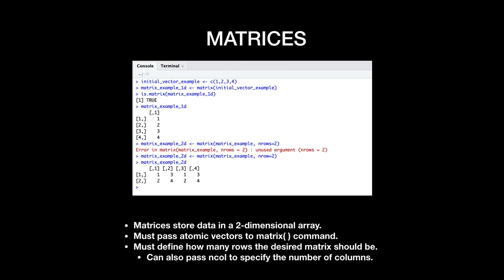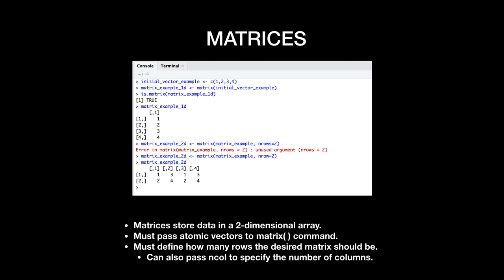So we see here on the fifth example, matrix example 2D, matrix example is the variable, and then nrow equals 2 is the argument passed. The argument is singular, not plural. Many people make this mistake, as much as I do as well. It still catches me every now and then.